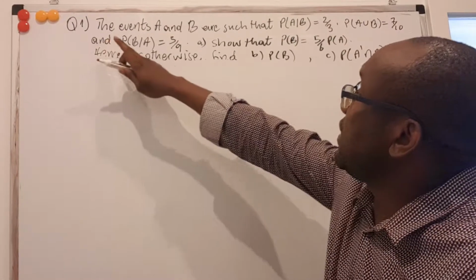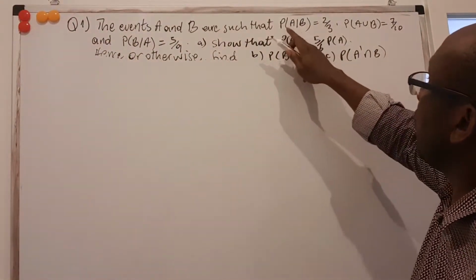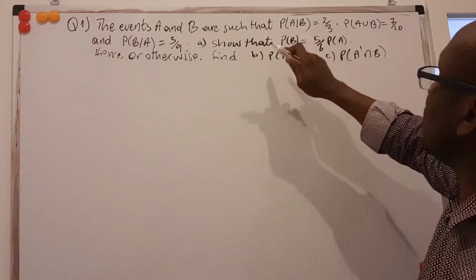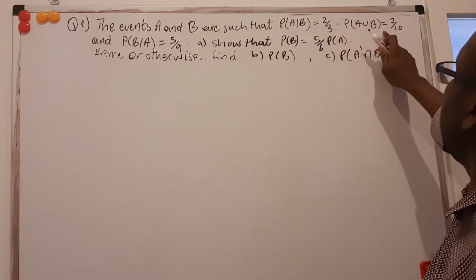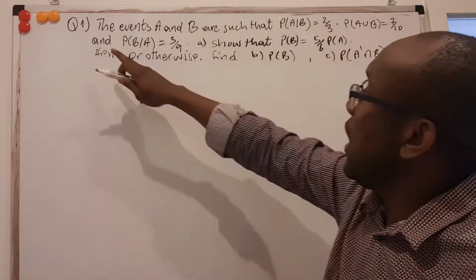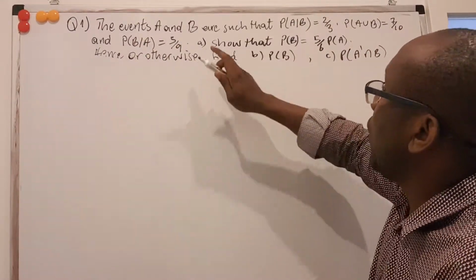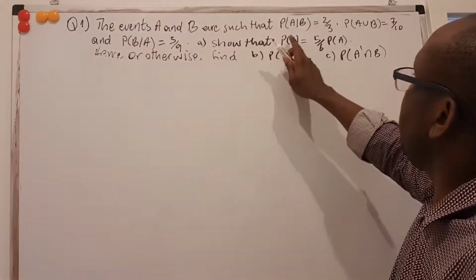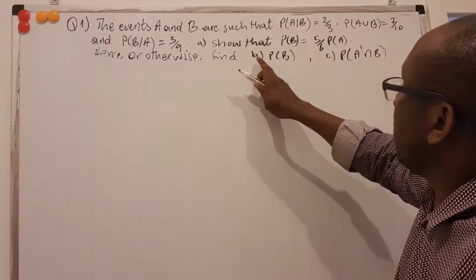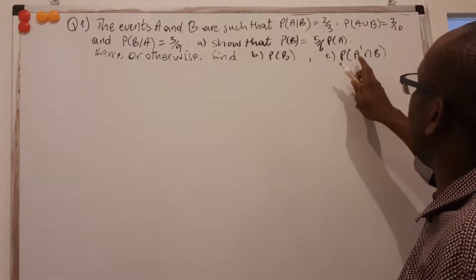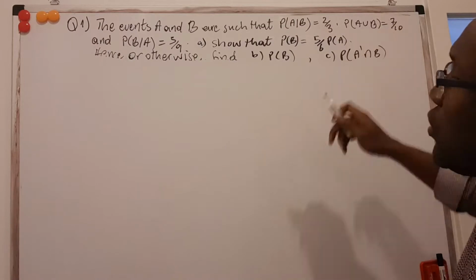So the question here says the events A and B are such that P of A given B, a conditional probability, so the probability of A given that B has occurred, is 2/3, and the probability of A union B, which means probability of A or B occurring, is 7/10, and the probability of B given A, another conditional probability, is 5/9. So the question is, A, show that P of B is equal to 5/6 P of A, hence or otherwise find P of B and then P of A complement intersection B. So A complement is A prime, or you can also use A C.